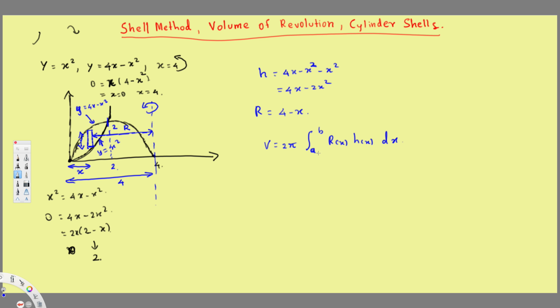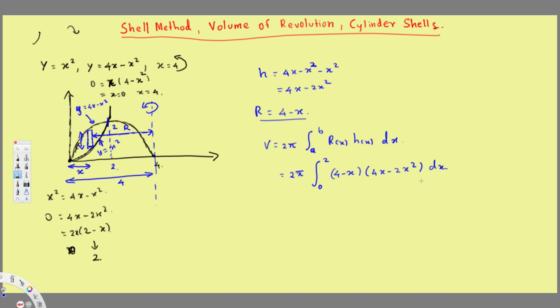And also we have to know the points a to b, and we found out that is 0 to 2. So that's the limits we are going to use. So this is going to be 2 pi integral 0 to 2, and r(x) we found out right here, that is 4 minus x, h(x) is going to be 4x minus 2x squared. So this is 4x minus 2x squared dx.